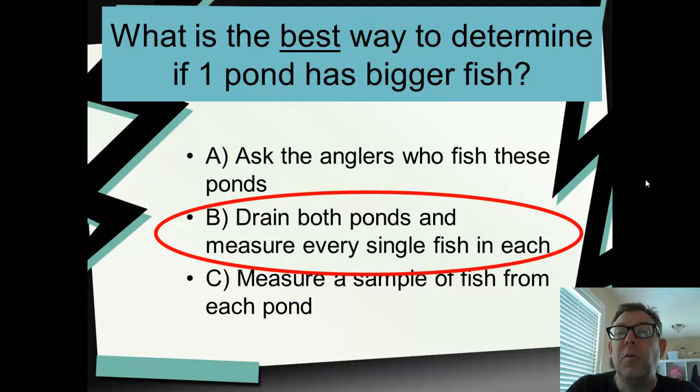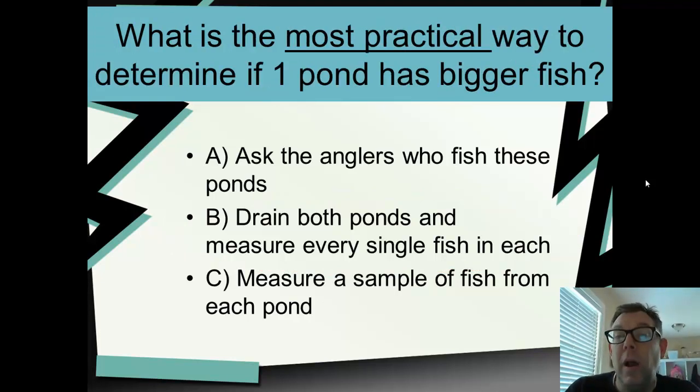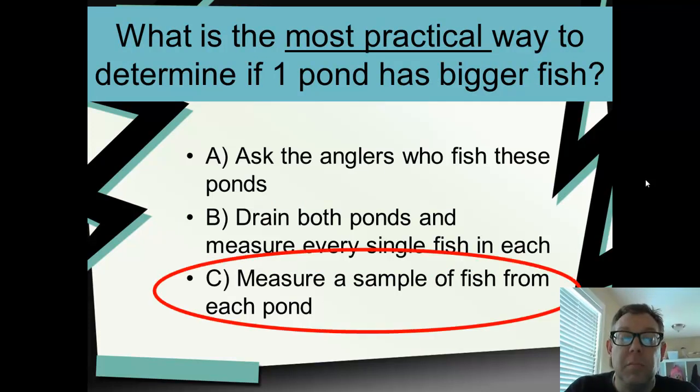Let me rephrase this question though. What is the most practical way to determine if one pond has bigger fish? Well, of course, that's going to be answer C. It's not practical to measure every single fish in both ponds. First off, if we drain the ponds, that would tell us which pond used to have bigger fish. But in real life, we cannot measure every single individual in the population. We don't have the time. We don't have the money. It's not a practical way to answer these questions.